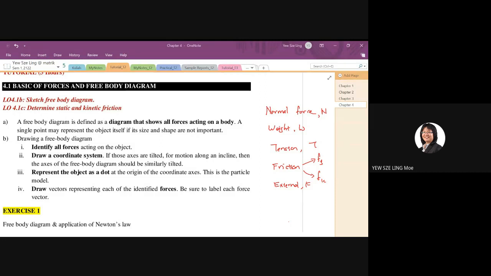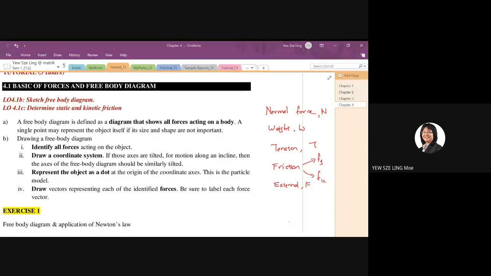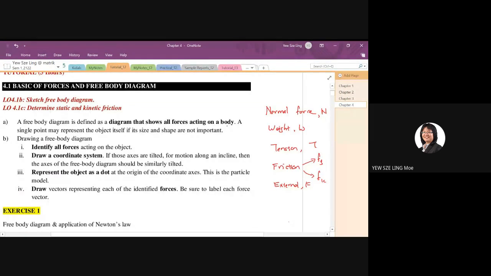Okay, now let's see how to sketch a free body diagram. I believe I showed you in our previous class as well. So let's do a quick recall. A free body diagram is defined as a diagram that shows all forces acting on a body, regardless of whether it is in the direction of motion or not. If it is in the direction of motion, then we use the second law. If it is not, then we use the first law.